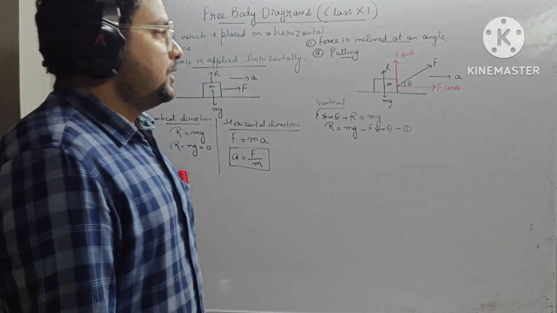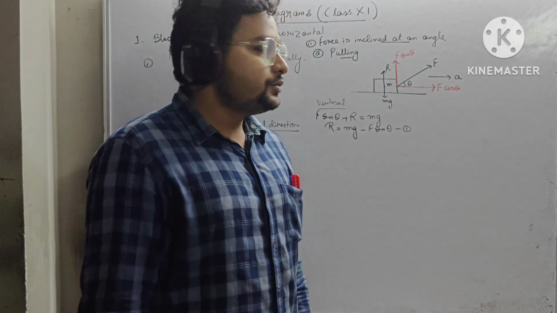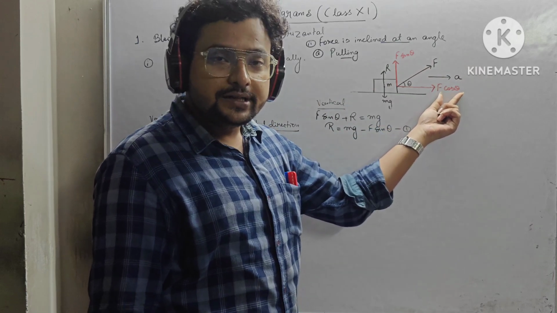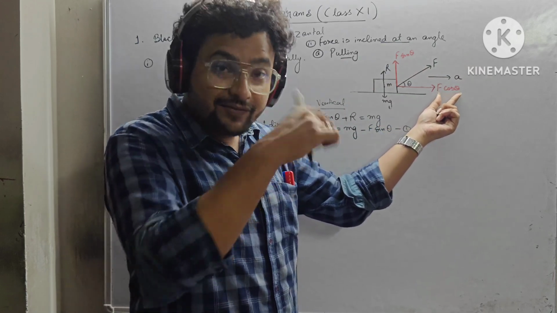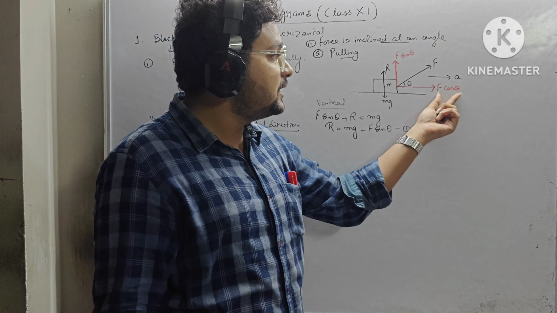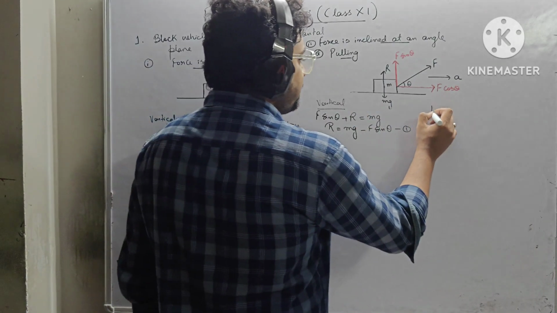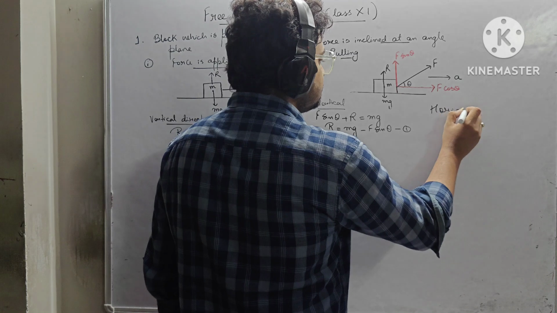Now a is the acceleration of the block. In the horizontal direction, which component is acting? You see, in the horizontal direction, F cos theta is acting. So I can write, horizontal direction.